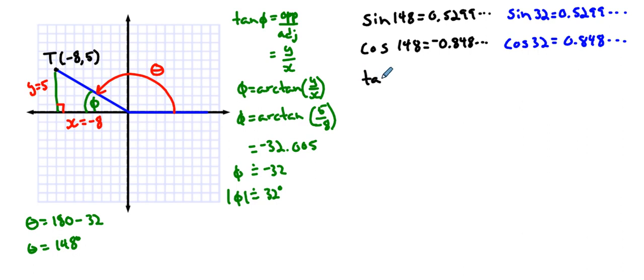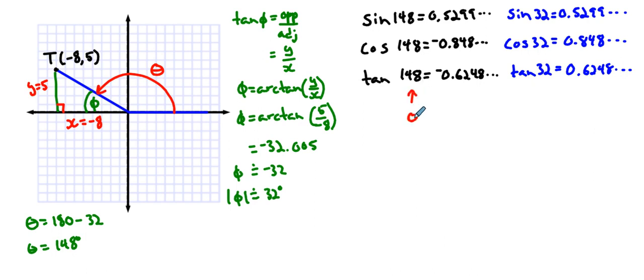Let's look at the tangent now that we used originally to calculate this. Tan of 148 is -0.6248... If I do the tangent of 32, I get positive 0.648... Oh, okay, so it appears to me that with all of these being our theta values and all of these being our phi values, that there's a relationship here.